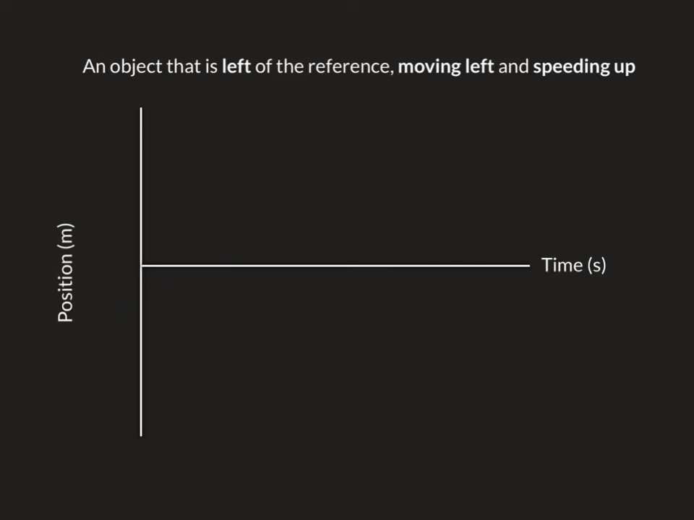All right, so I've got my axes here, and we want to draw a graph for an object that is left of the reference point, and it's moving to the left, and it's speeding up, all right?